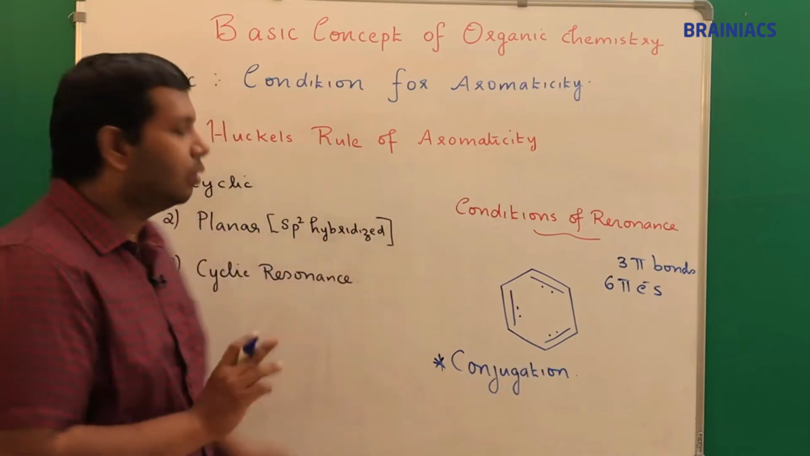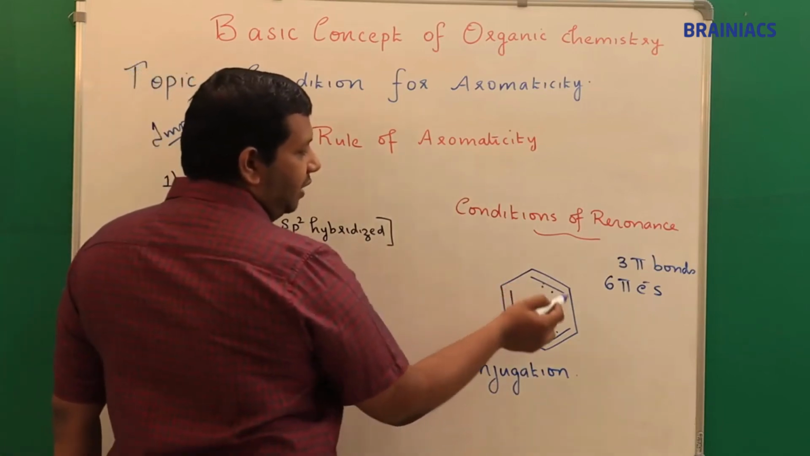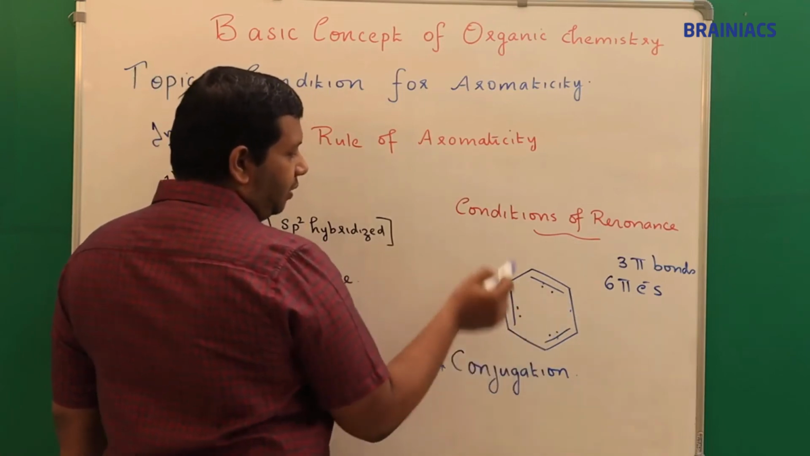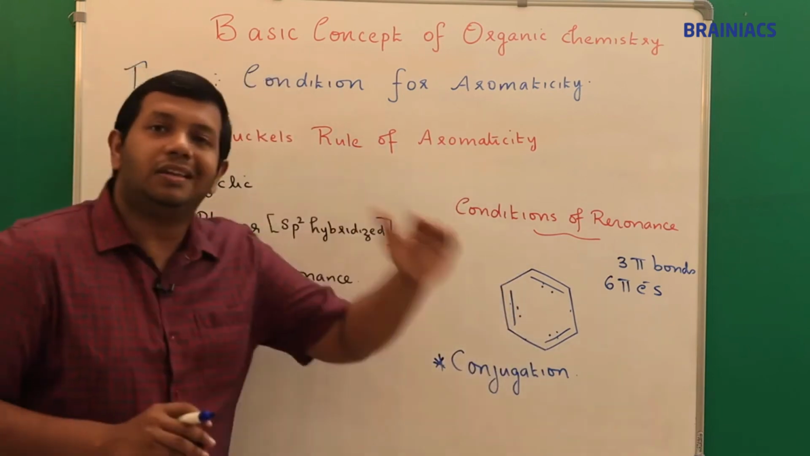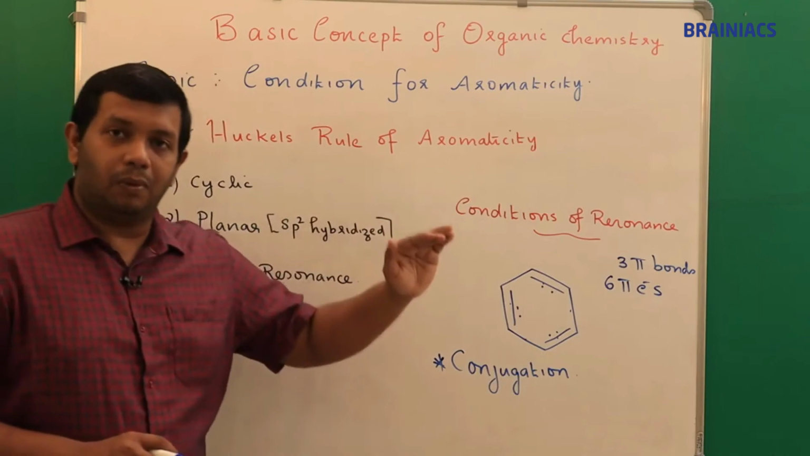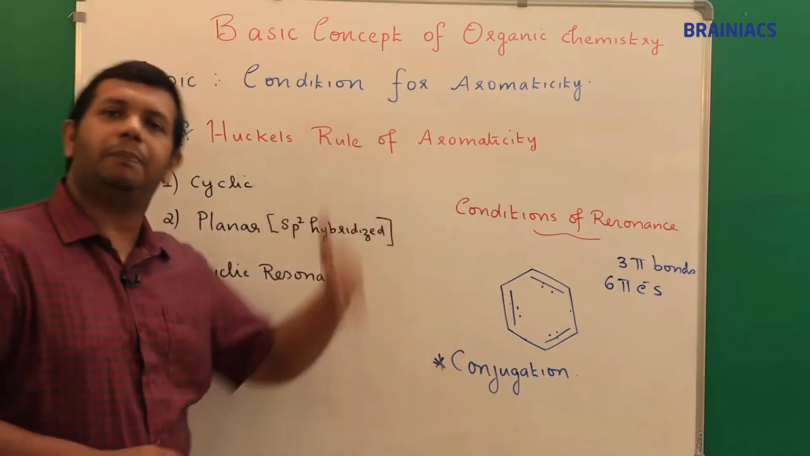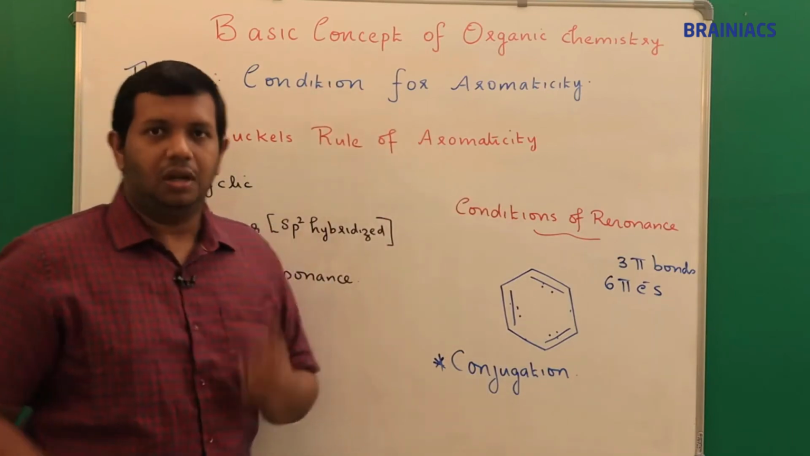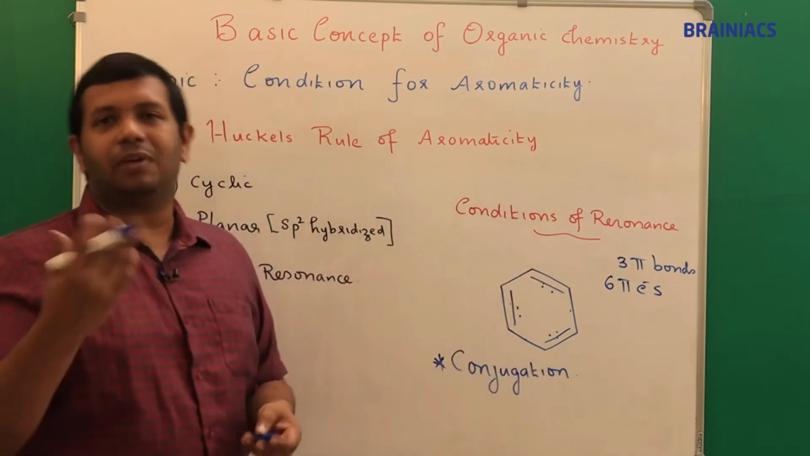Let me explain. Conjugation means, if you see here, there is a pi bond, then a single bond, then a pi bond, then a single bond, then a pi bond, then a single bond. This alternating nature of pi bond, single bond, pi bond, single bond is called conjugation. Now, if conjugation is present, how will it give rise to resonance?